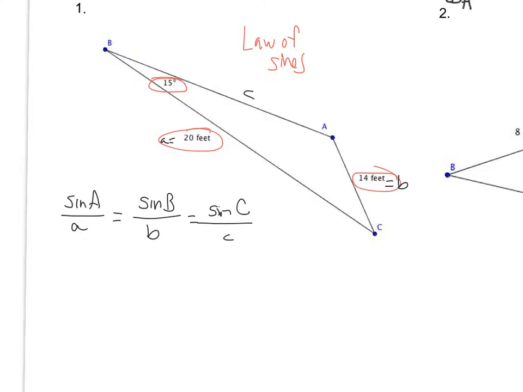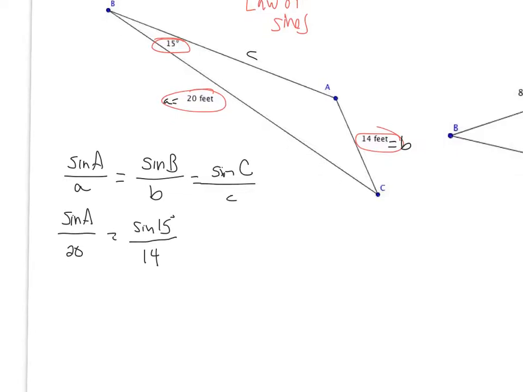So I could find really any of this stuff I need to if I just plug in the information I have right now. I do not know what angle A is, so I would just leave that as A. I know what little a is, that's 20. I know what angle B is, that is 15 degrees. And side B is 14. I really don't know anything about C right now, so I'm just going to leave that blank. So the idea is we're going to solve for angle A. It's a pretty simple process. We'll just simply multiply both sides by 20. So we get sine A equals 20 times the sine of 15 over 14.